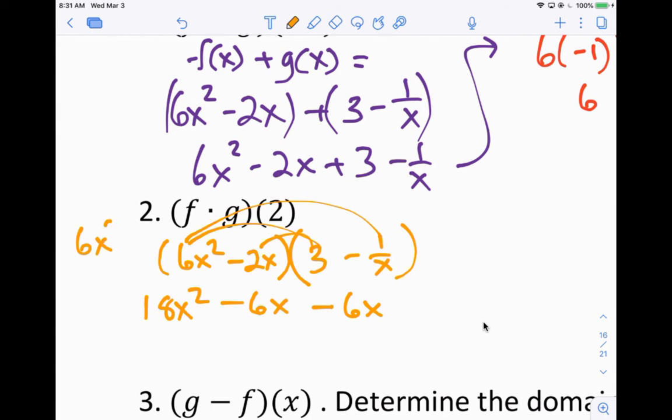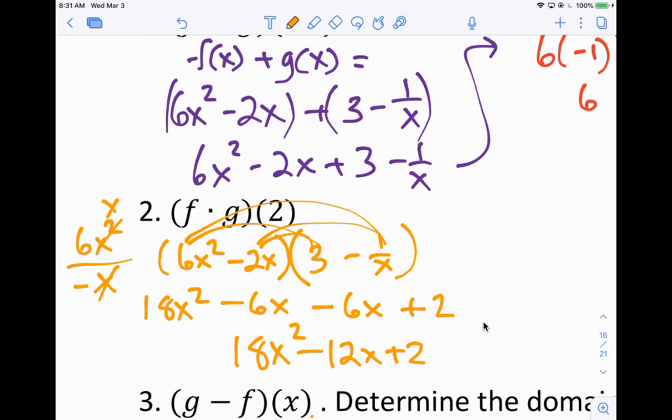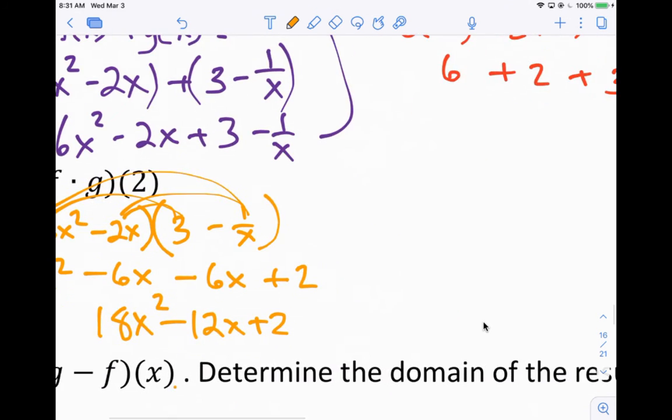So 6x squared divided by a negative x. Those will cancel to an x. Those will become negative. We get minus 6x. Let's do it again with this guy. The x's are going to cancel. I get a positive 2. And so we end up with 18x squared minus 12x plus 2 as our multiplied function.